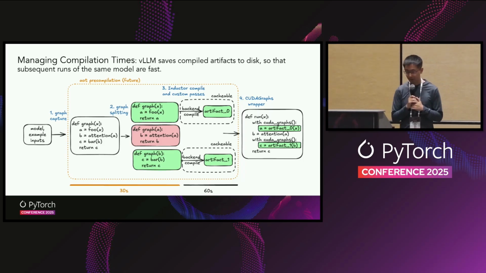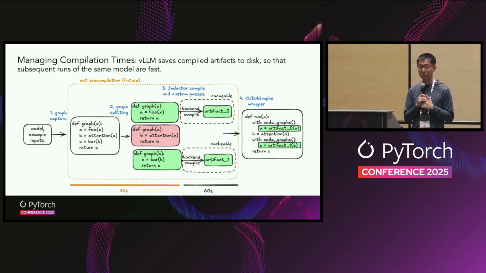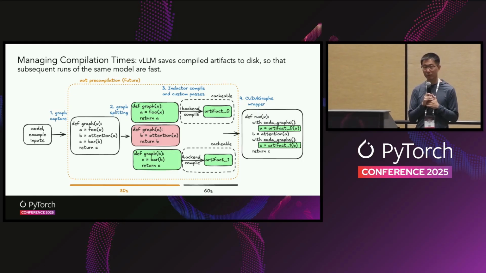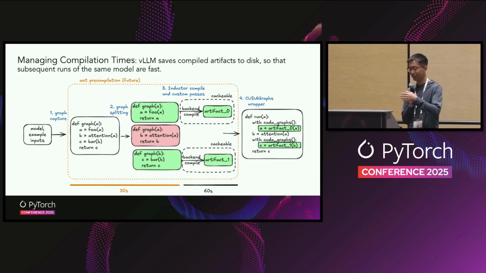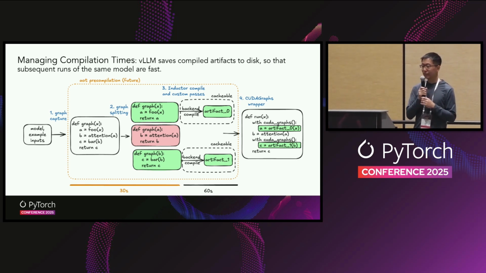Compilation times. vLLM also saves compiled artifacts to disk. This is leveraging Torch.compile's compiler cache. So on a cold start, you're launching a machine. It will start up the model. It will do everything in this diagram. Right now, what is cacheable is just the backend compilation part.